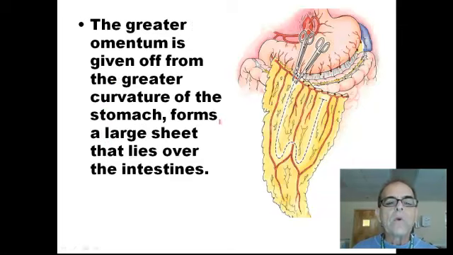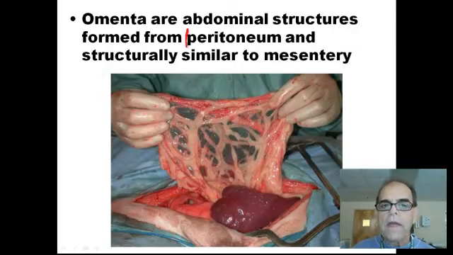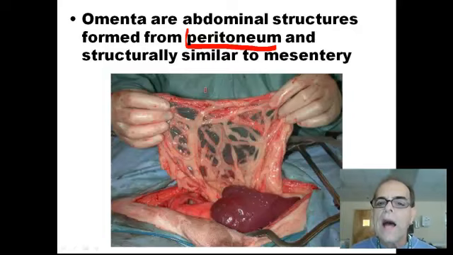The greater omentum is given off from the greater curvature of the stomach as a large sheet that lies over the intestine. This is something that you can only see when you open the patient. You have one example here, a very good example. What is the omentum? Omenta are abdominal structures formed from peritoneum and structurally similar to mesentery. But mesentery is exactly the same, but mesentery is around the bowel and the organs.